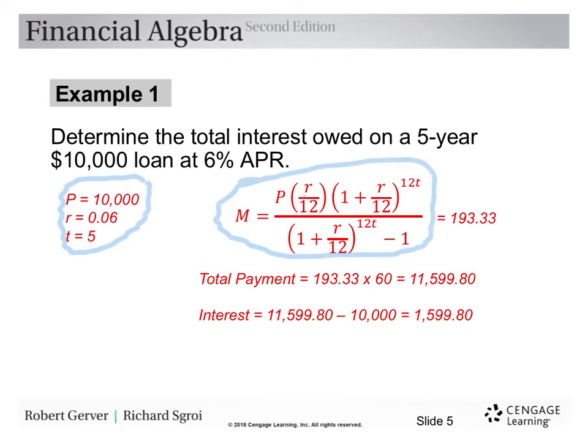P, R, and T are the unknowns, which we already figured out. And we come out with a monthly payment of $193.33. Now, it's a 5-year loan. That means there's 60 months. So we multiply the monthly payment times 60 months, and we come out with a grand total of $11,599.80, which is paid back. But the original loan was only $10,000, all right? So if we subtract these two, we come out with the total interest that's paid on this loan, $1,599.80.